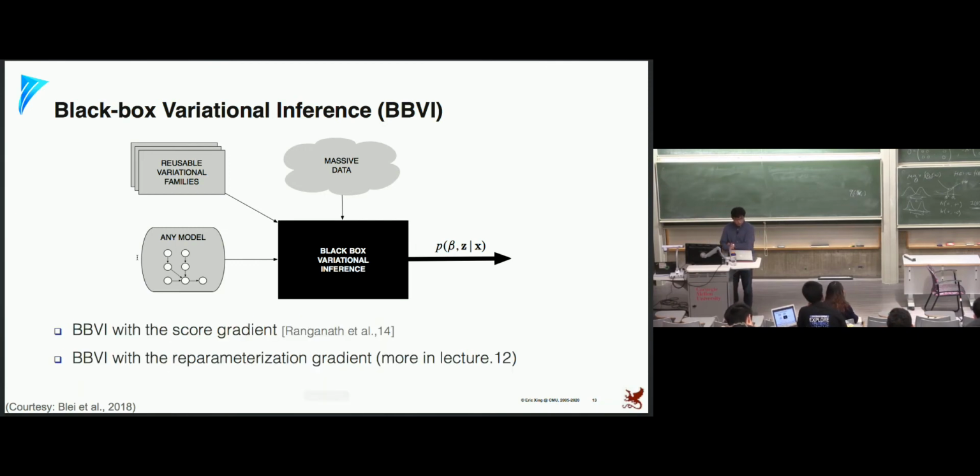So there are mainly two types of black box variational inference I can talk about today. One is called score gradient, and the other is called reparameterization.